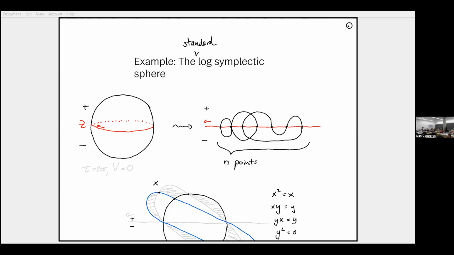So what does this look like on the mirror side? Like what sheaves do you get and how does it interact with the zero set?